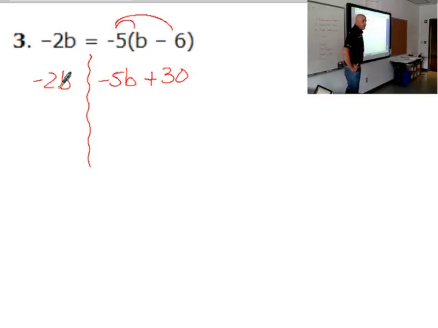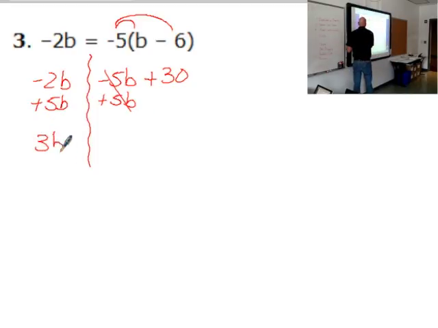Add what? 5b. We're going to add 5b. Okay, so those cancel. What's negative 2 plus 5? 3. Oh, yes, sorry. Okay, so you have 3b equals 30. We're going to bring down the 30. And then our last step, divide by 3. Okay, so our 3's cancel. B is equal to what?